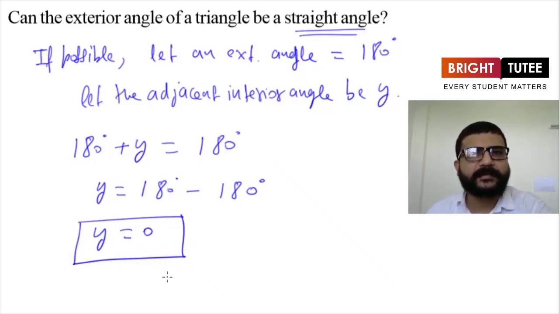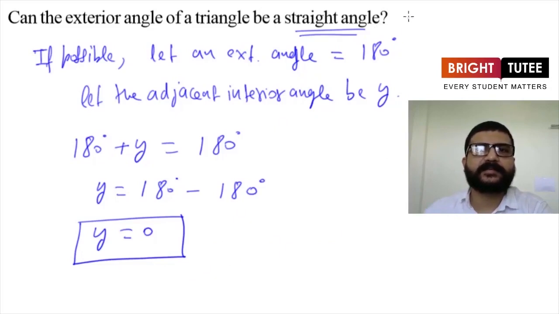Is it possible? Is it possible for a triangle to have one of the angle as 0 degrees? No, it is not possible. So it means our assumption was wrong. Therefore, a triangle cannot have an exterior angle to be a straight angle. So it means answer to this question will be no.